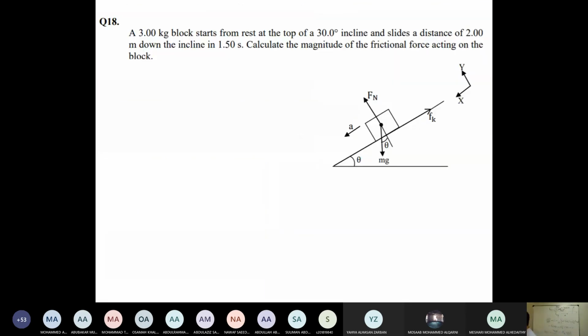Guys, look at this problem, because this is the last problem we are solving. A 3 kilogram block starts from rest at the top of a 30 degree incline and slides a distance of 2 meters down the incline in 1.5 seconds. Calculate the magnitude of the frictional force acting on the block. So we know that in this case the block is just sliding down. There is no other force applied.